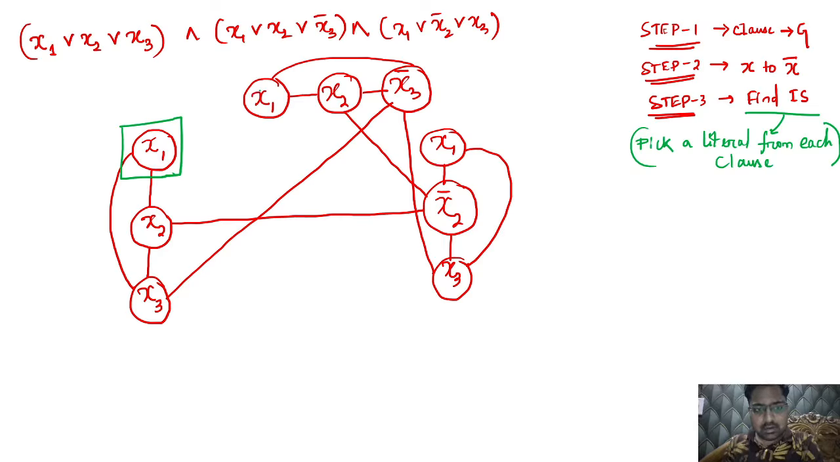Next, the first one is completed. From the second clause, we have to pick either of these. Though x1 is already picked, we have to avoid that one. We have now two options. Either we can pick x2 or we can pick x3. I'm just picking x2. You can pick x3 also, not an issue. For that x2, I have to remove this one, which is connected, so we have to remove this x2 bar.